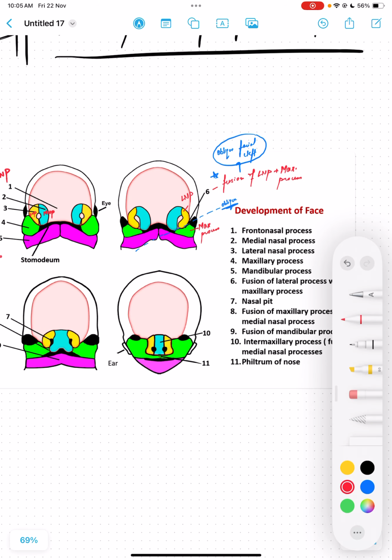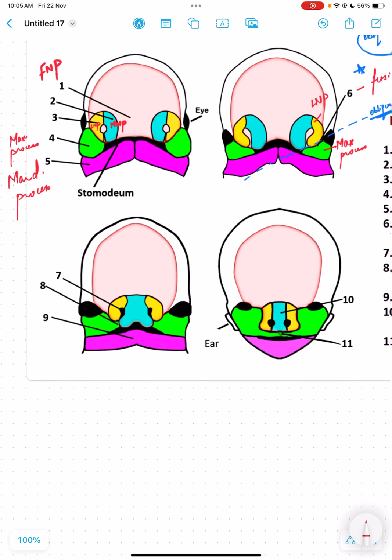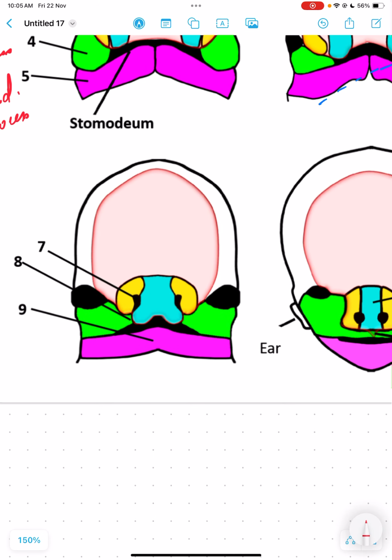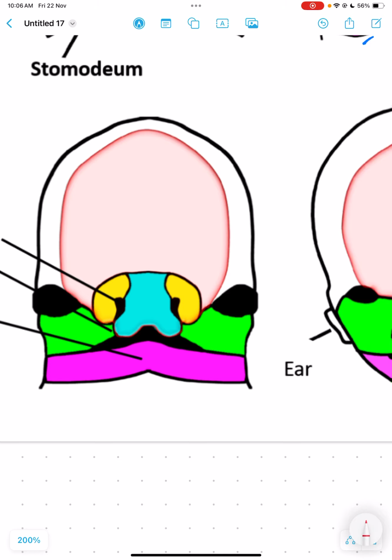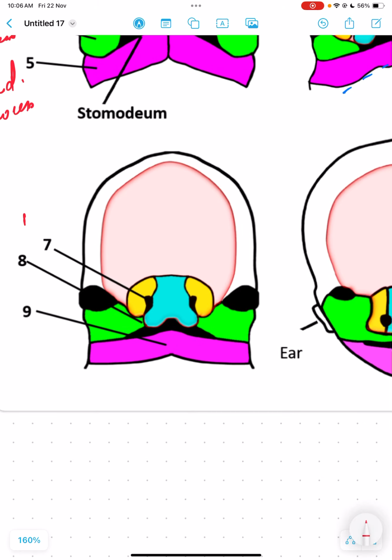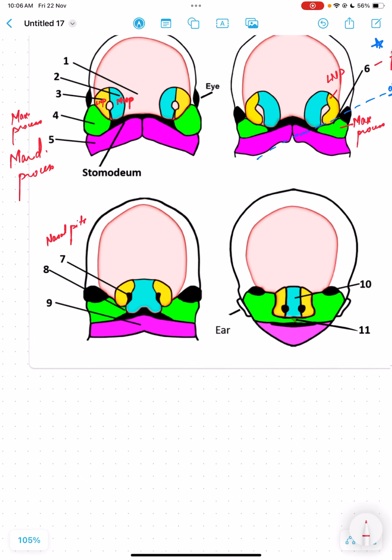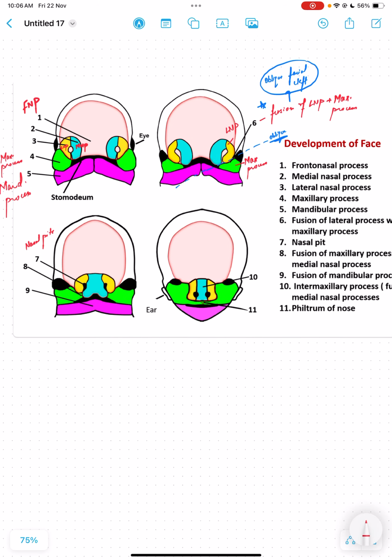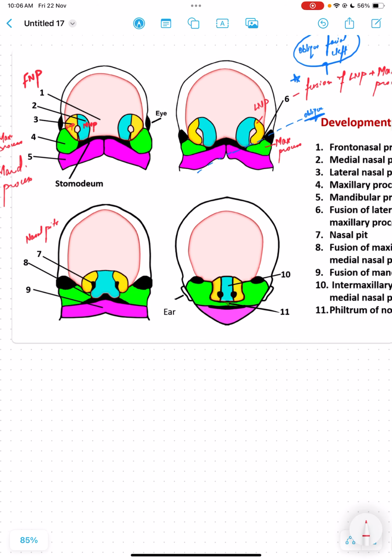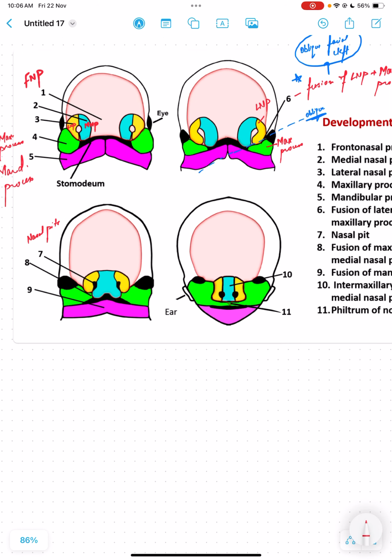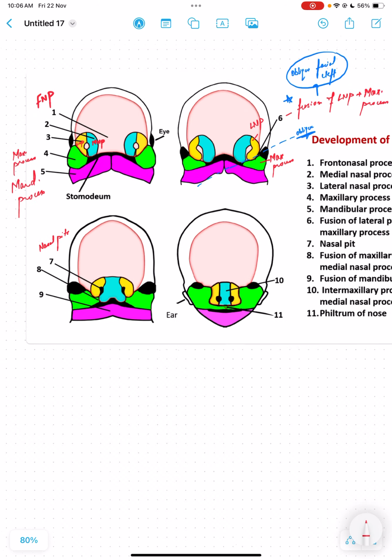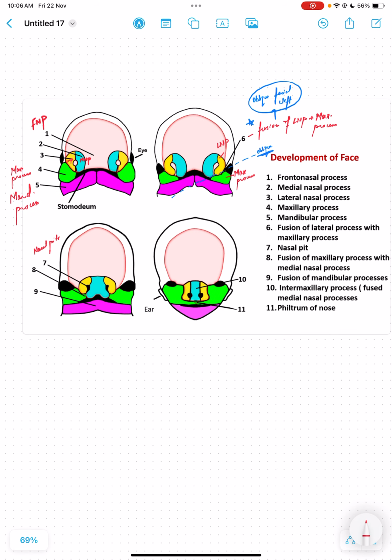Now what is our seventh diagram? These two small openings on either side are our nasal pits. Now what is the eighth one? The eighth one is the fusion of the medial nasal process along with the maxillary process.